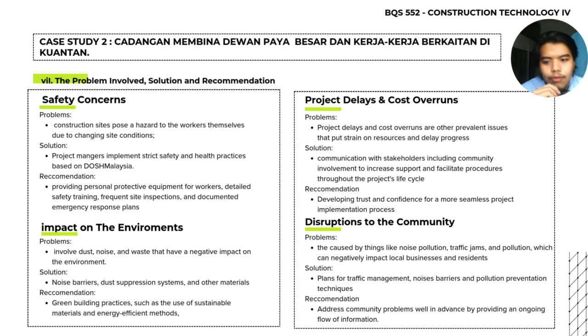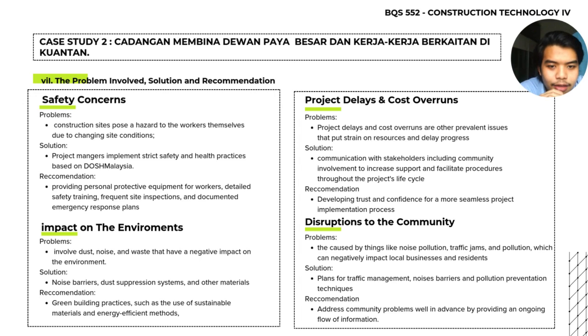And the next issue is impact on the environment. The problem involves dust, noise, and waste that have a negative impact on the environment. The solution is we install noise barriers, dust suppression systems, and other materials. And the recommendation for this issue is green building practices such as the use of sustainable materials and energy efficient methods.